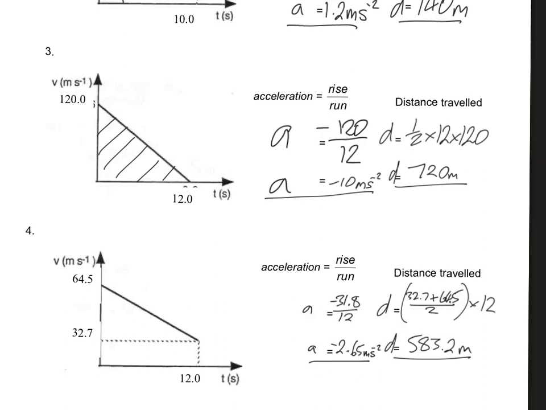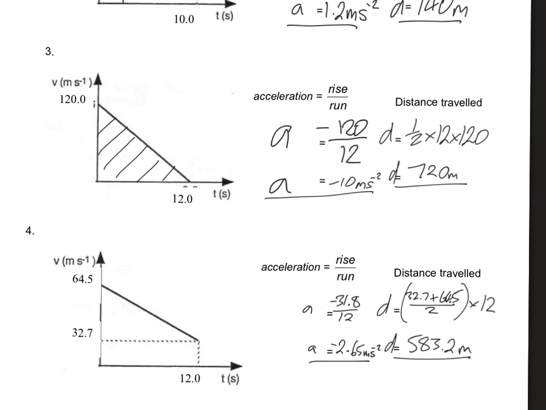Okay, that leaves us number five. Number five, the rise again is in fact a drop. You can see it goes from 64.5 down to 32.7. There is a decreasing gradient, so we lose 31.8. Do the maths there, 32.7 take away 64.5 gives you a negative 31.8. So what we're doing there is the final speed minus the initial speed, and then divided by the base, which of course, in this case, the run is 12. So we get an acceleration of negative 2.65 meters per second squared.